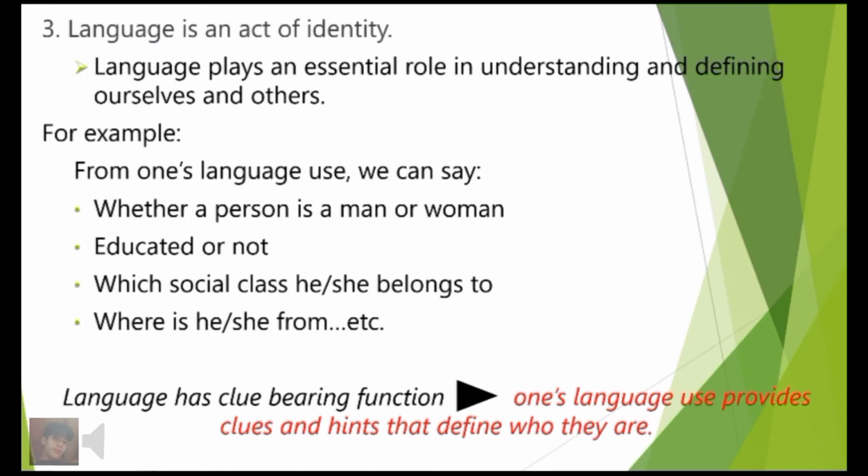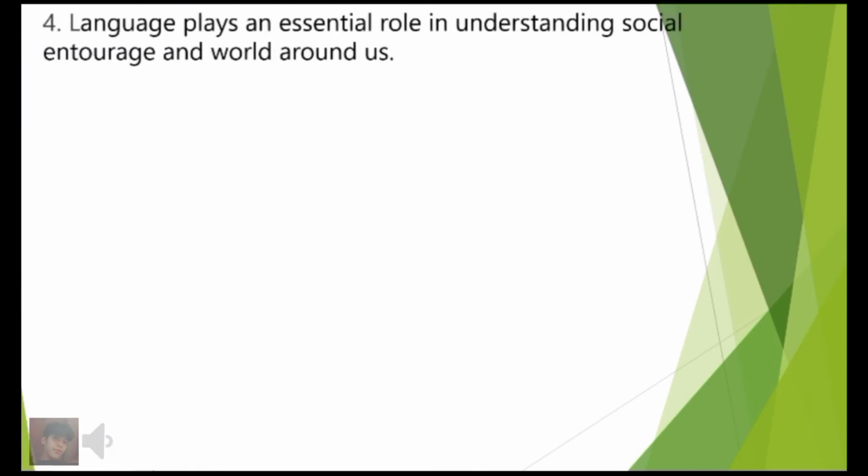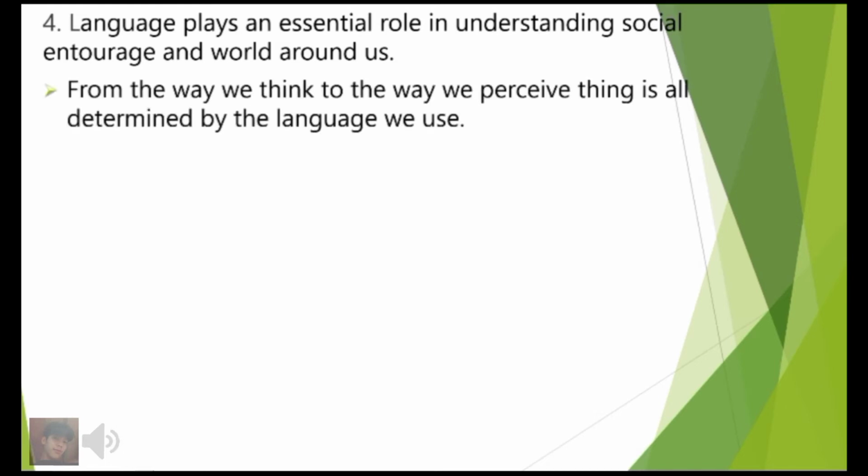By observing the speaking behavior of people, we can determine their identity, their attitudes, their manners, and even their whole personality. The fourth reason for studying relations between language and society is that language plays an essential role in understanding the social environment and the world around us. From the way we think to the way we perceive things is all determined by the language we use.